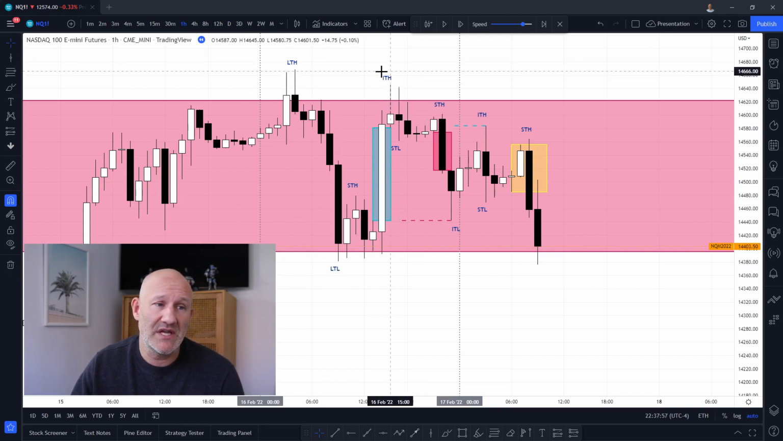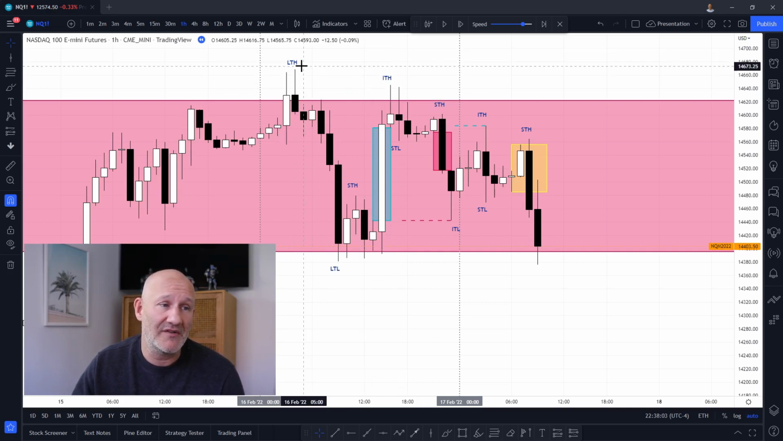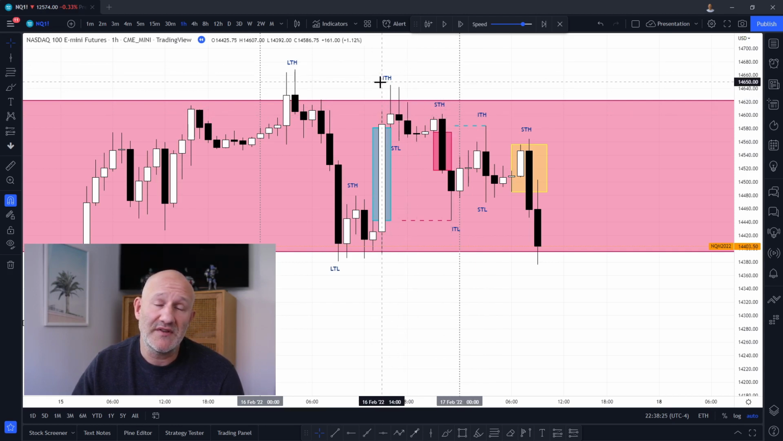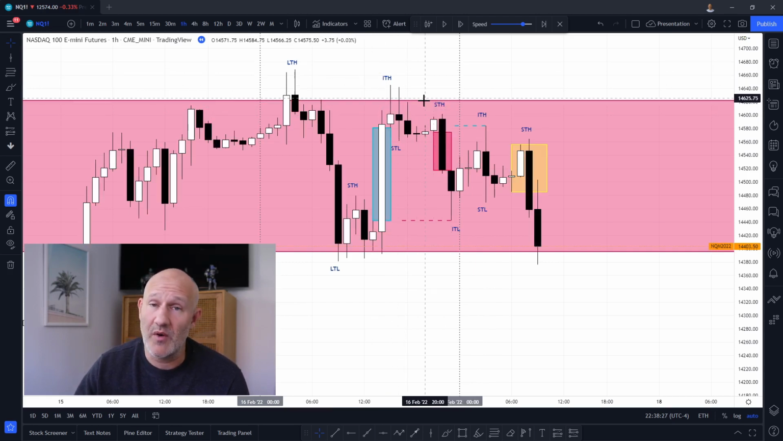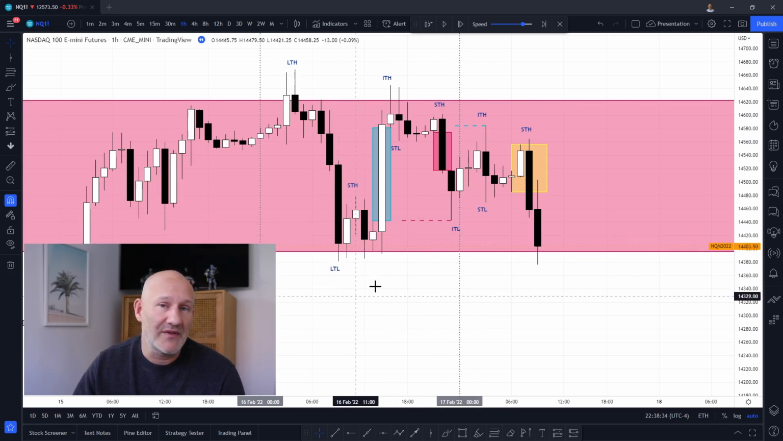We don't want to see this intermediate term high go above this long-term high, because remember, if we have any highs that breach this long-term high, that means that our hypothesis is invalidated. We then have a short-term high, which is lower than this intermediate term high. And so again, that's what we would expect. And then we have an intermediate term low here, which is actually higher than this long-term low.